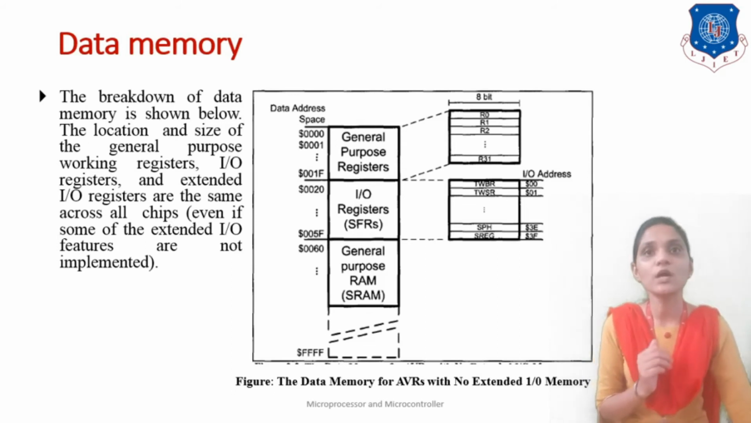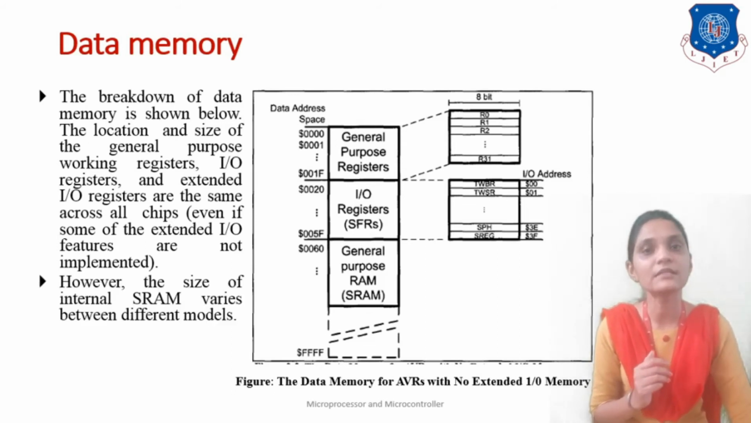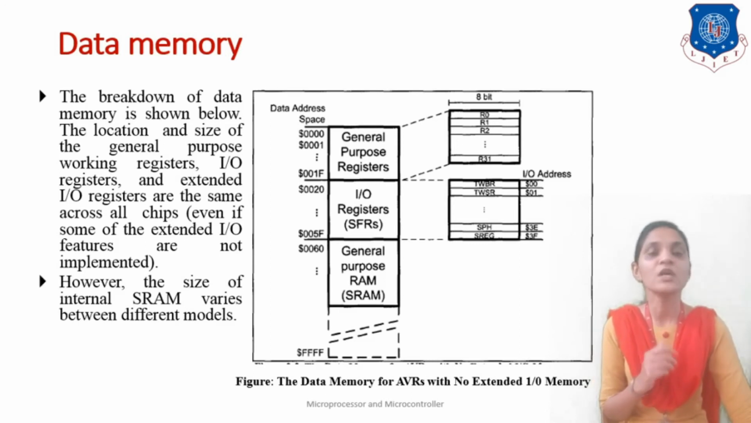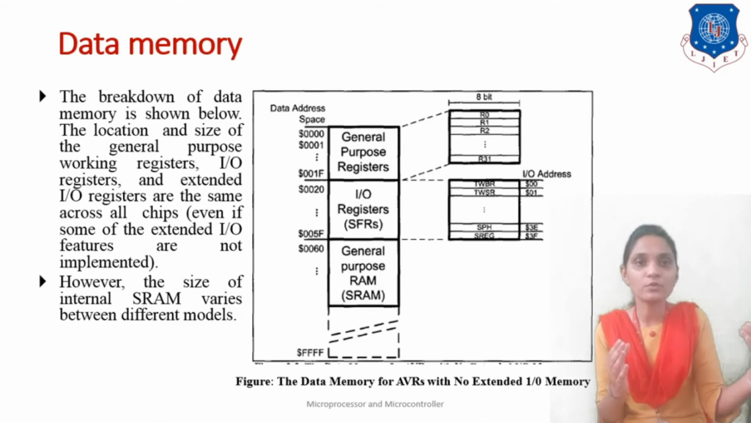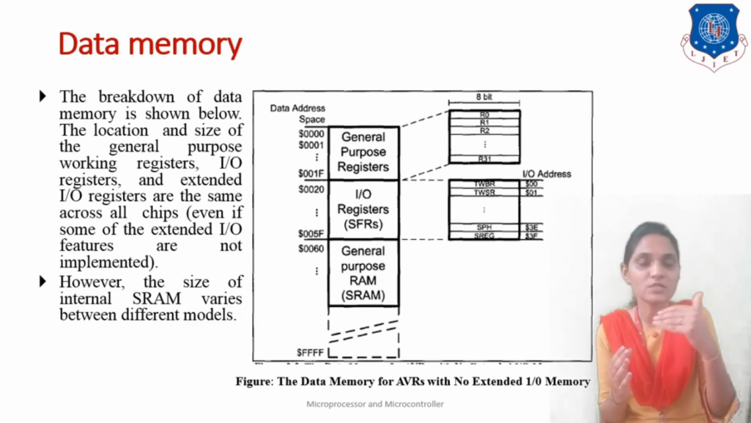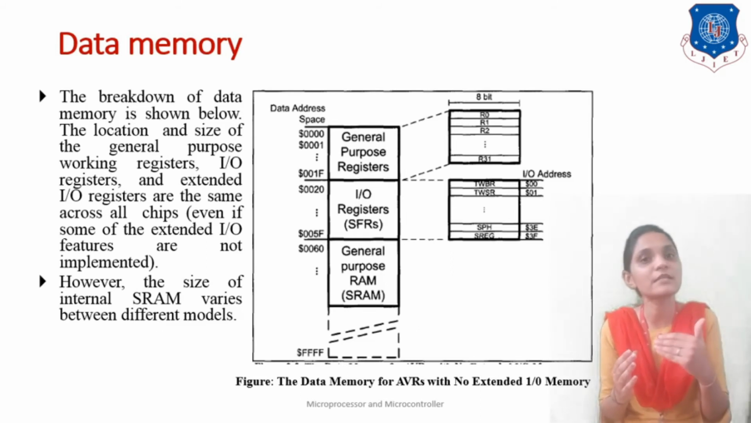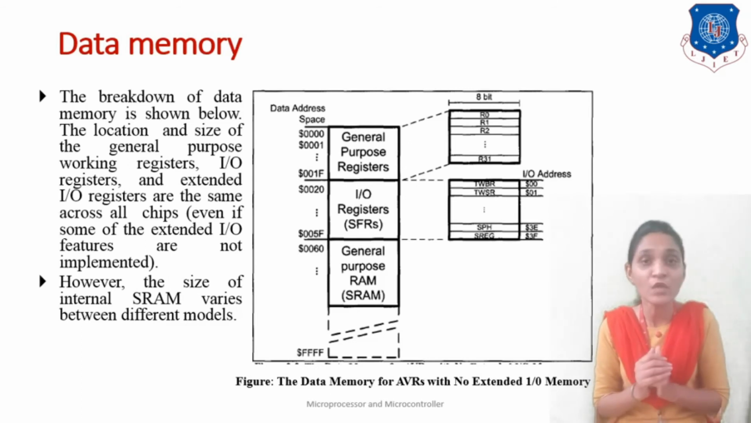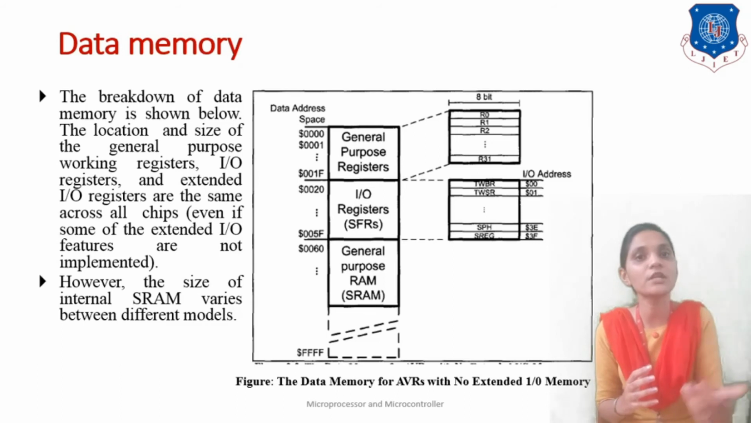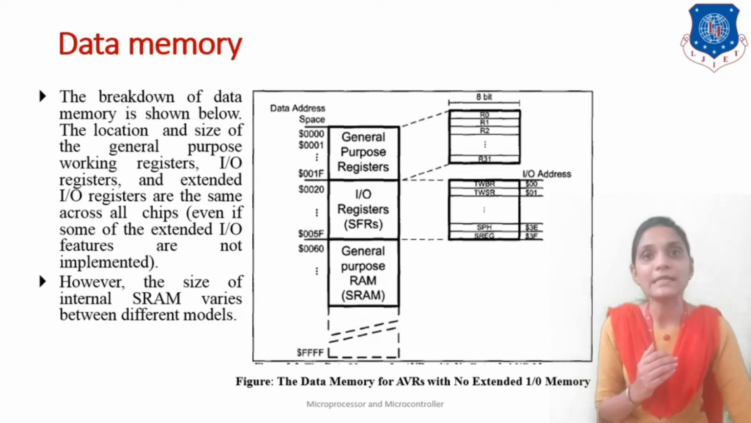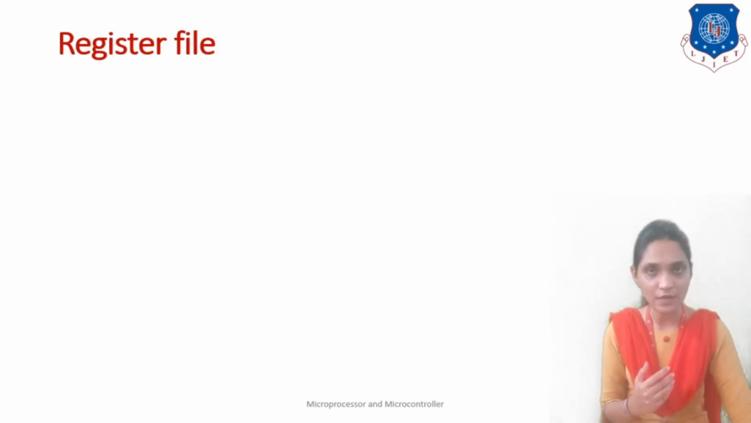Okay, so this is the data memory, and here the size of the SRAM will vary between different models that we have listed in the last session. Some models have 0.5 kilobyte of SRAM, some have 1 kilobyte of SRAM, some have 2 kilobytes of SRAM, and so on. So that will depend upon which model you have chosen. Okay, next we will see the register file.